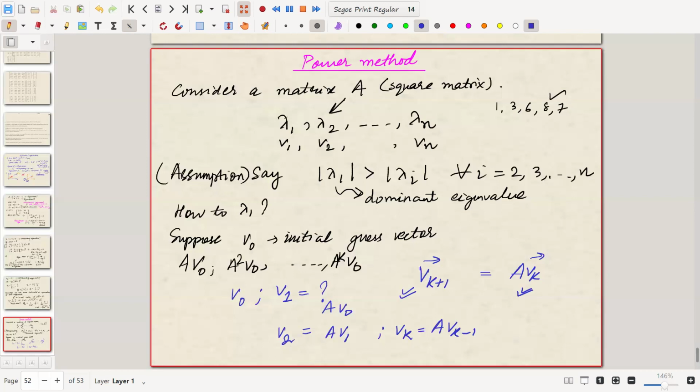Any ideas? When we do this, we are getting new vectors, right? We started with some initial vector.